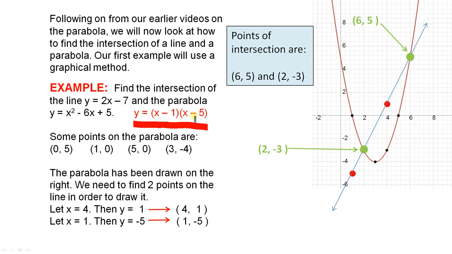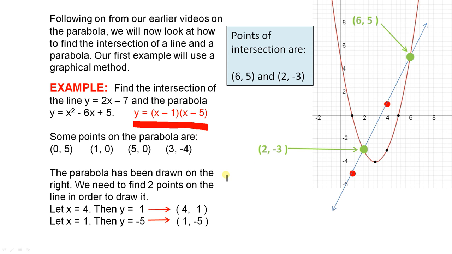Now let's find 4 points on the parabola so we can sketch it. If you let x equals 0 and you substitute that into the equation, you get y equals 5. If you let x equals 1, that gives you y equals 0. If you let x equals 5, that gives you y equals 0. And if you let x equals 3, that gives you y equals minus 4. So if you plot those points and then join them together, that'll give you the position of the parabola.